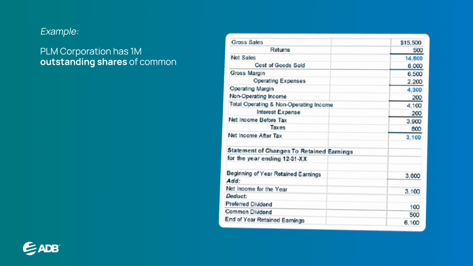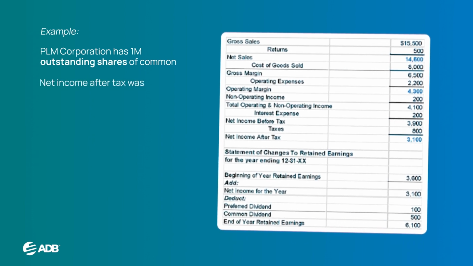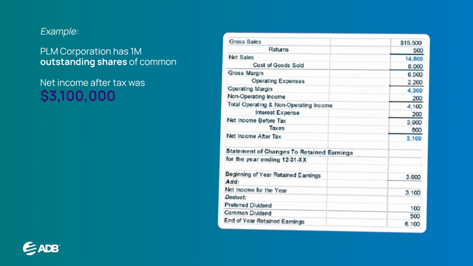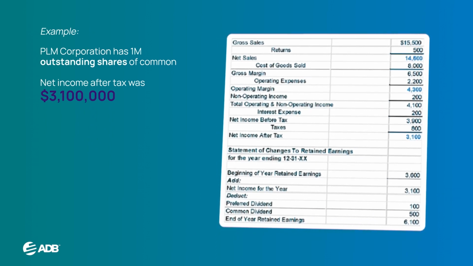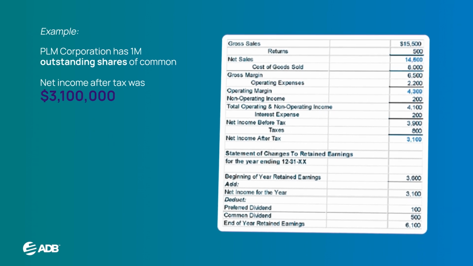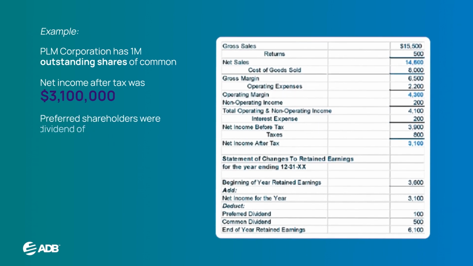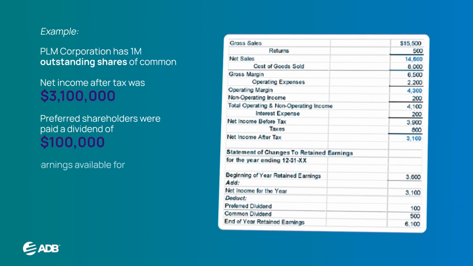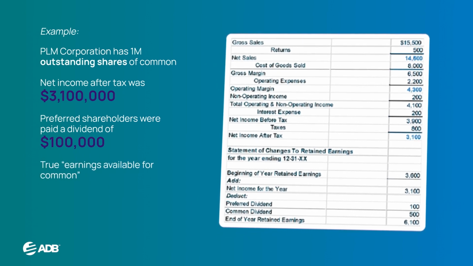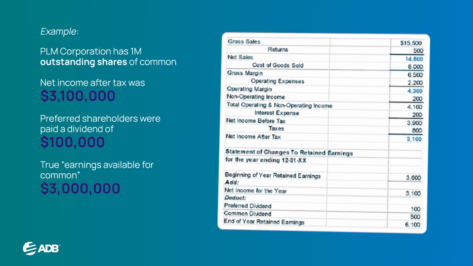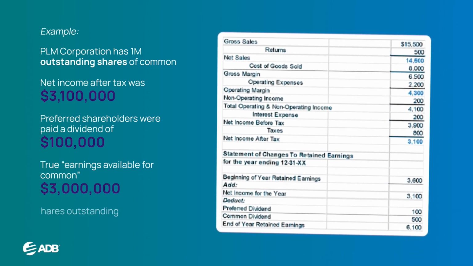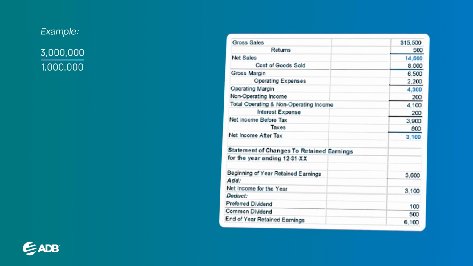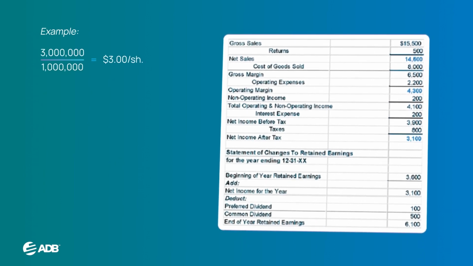From the statements, we see that net income after tax was $3,100. But don't forget, these numbers are in thousands, so that's really $3,100,000. We also see that preferred shareholders were paid a dividend of $100,000. This indicates that the true earnings available for common were only $3 million. We know from the balance sheet that there are 1 million common shares outstanding. 3 million divided by 1 million equals $3 per share.